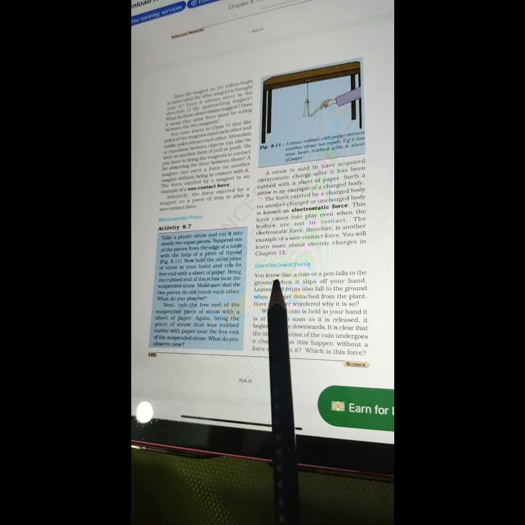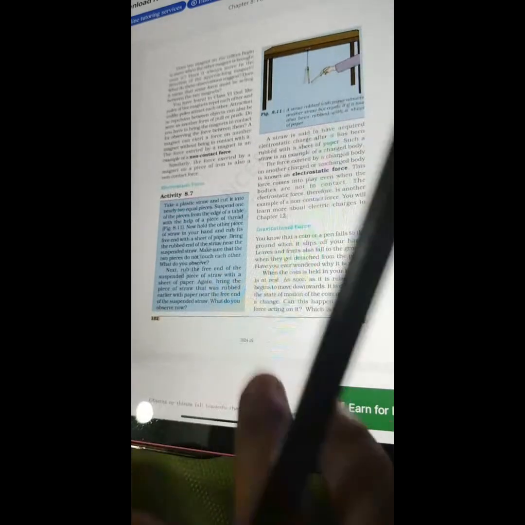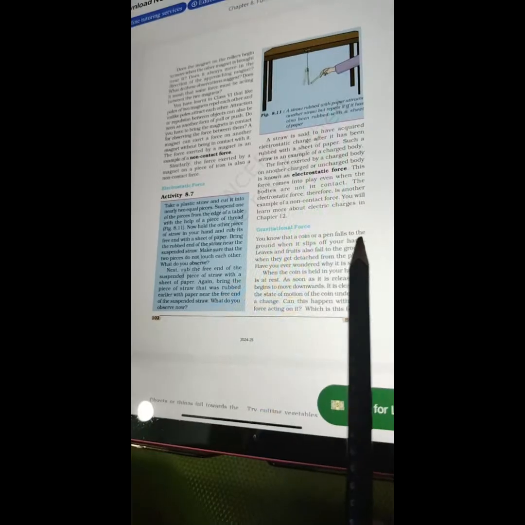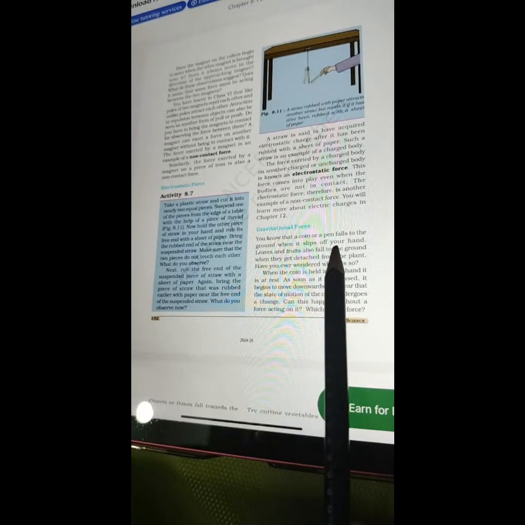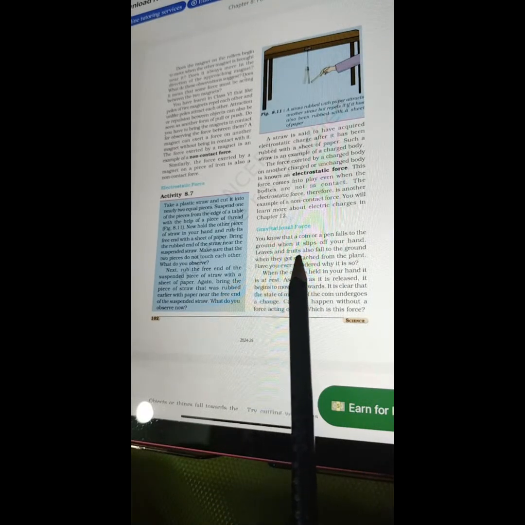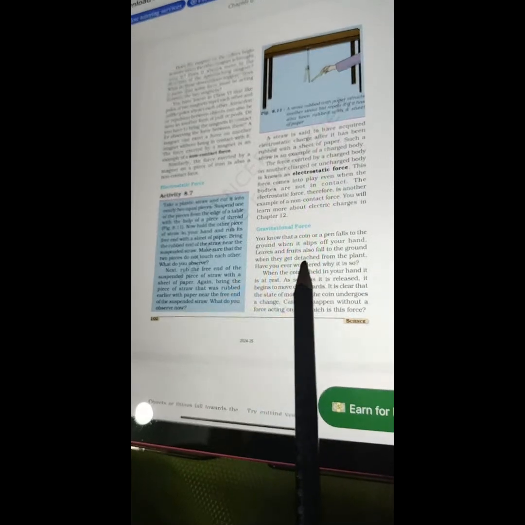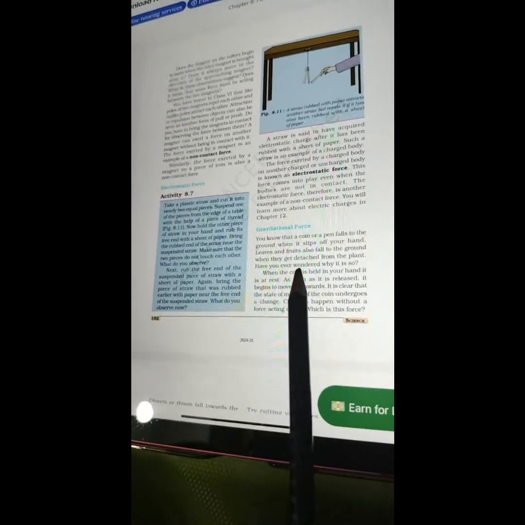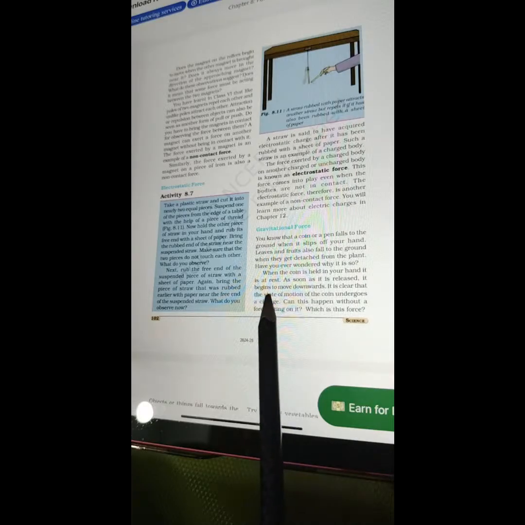Gravitational force. You know that a coin or a pen falls to the ground when it slips off your hand. Leaves and fruits also fall to the ground when they get detached from the plant. Have you ever wondered why it is so? When the coin is held in your hand, it is at rest. As soon as it is released, it begins to move downwards.